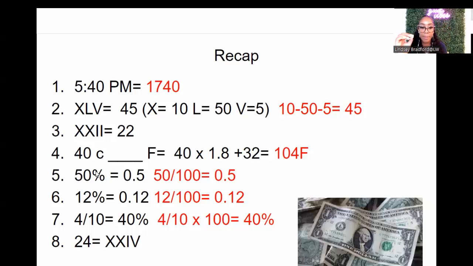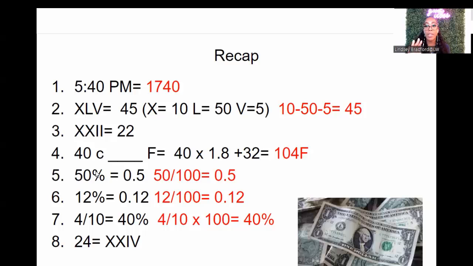So the 4 divided by 10 is showing us 40%. We didn't necessarily cover this, but this is okay. This is when we're going from fraction to percentage. So what we will do here is divide the 4 by the 10 and multiply that by 100, and that gives us the 40%.